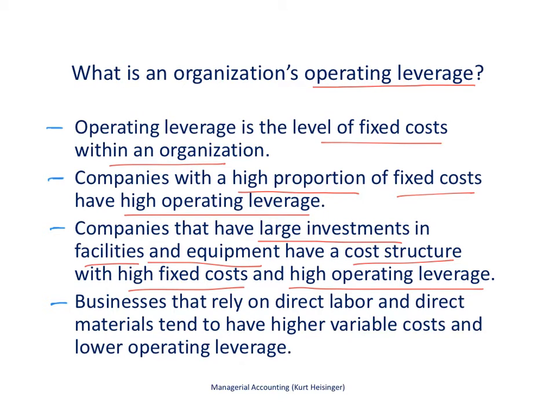Businesses that rely on direct labor and direct materials tend to have higher variable costs and therefore lower operating leverage. Think of it this way. It might be a company that has quite a bit of direct labor and direct materials, but not huge facilities. Maybe a service company, maybe a landscape maintenance company, for example. And if business goes down, then that company can reduce those costs fairly quickly by cutting hours of its labor force and, of course, using less materials. And the converse of that is true as well. If business goes up, then the company can increase the labor force and increase the materials being used. So those are variable costs, and that would be a company that has relatively low operating leverage.